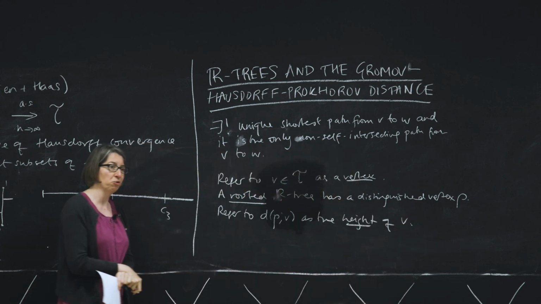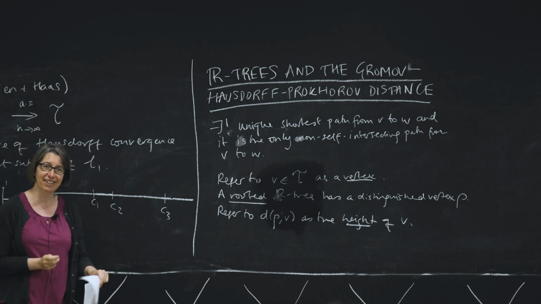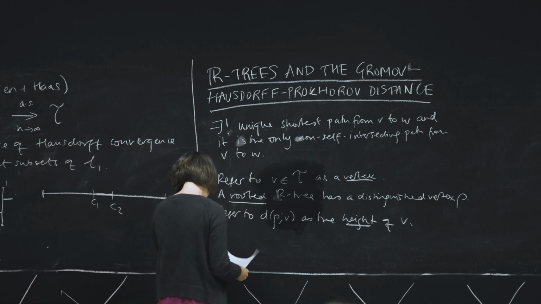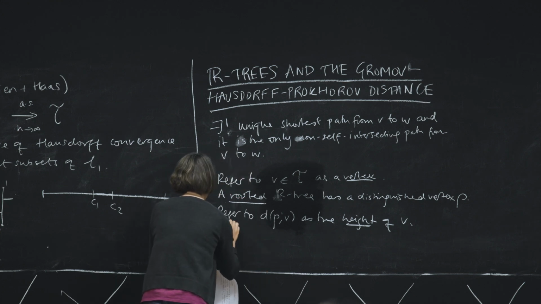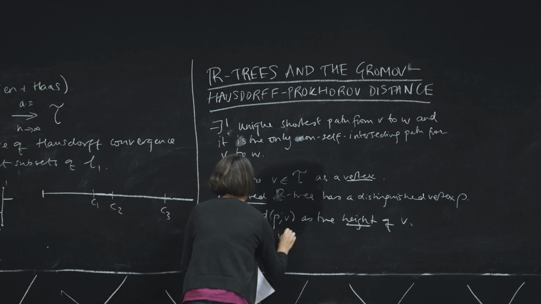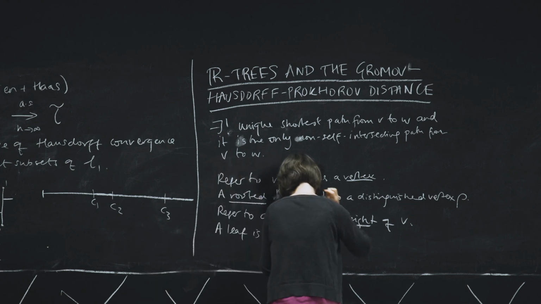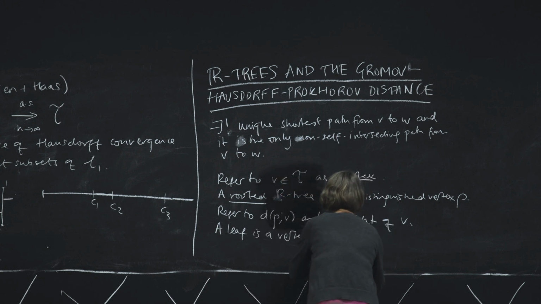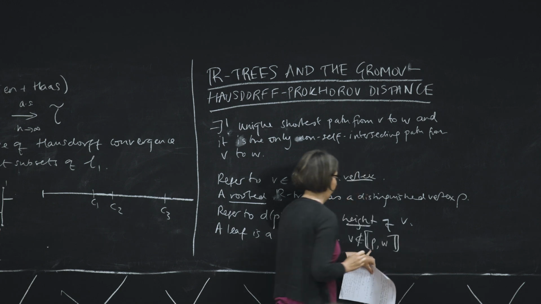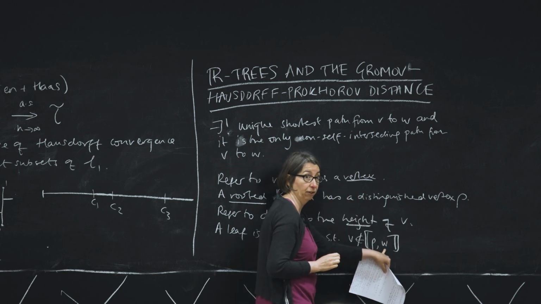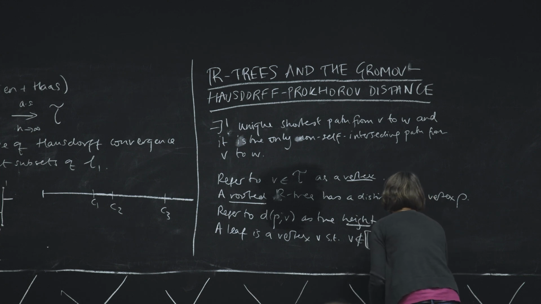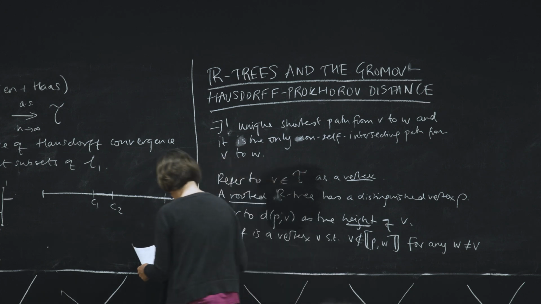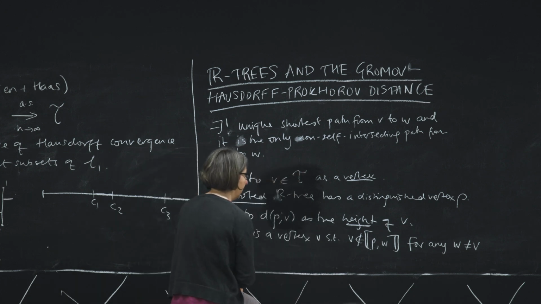So ordinary trees have leaves, and this is also going to be true for these objects here. So what do I mean by a leaf? A leaf is a vertex, let's say V, such that V is not in the path from the root to W for any other vertex W, except, of course, itself. I'm going to write L of T for the set of leaves.